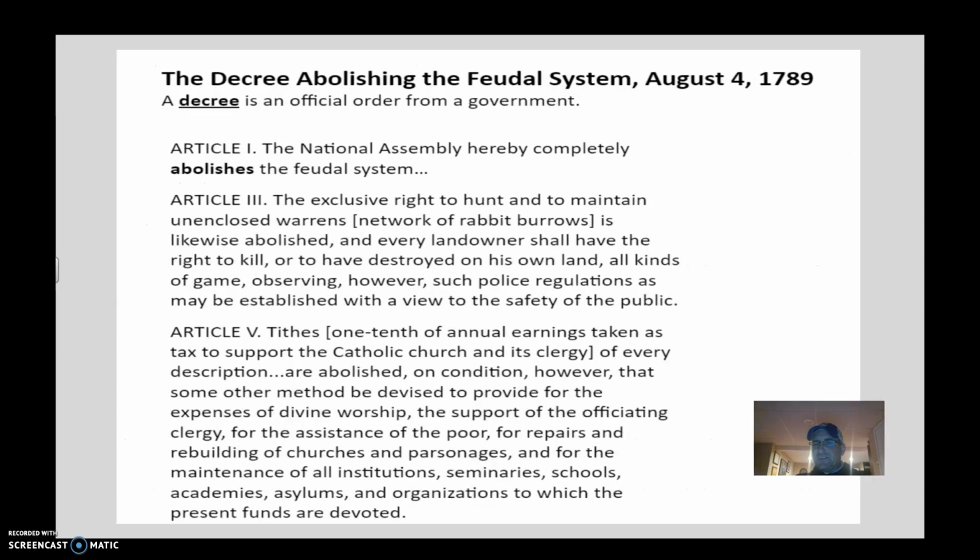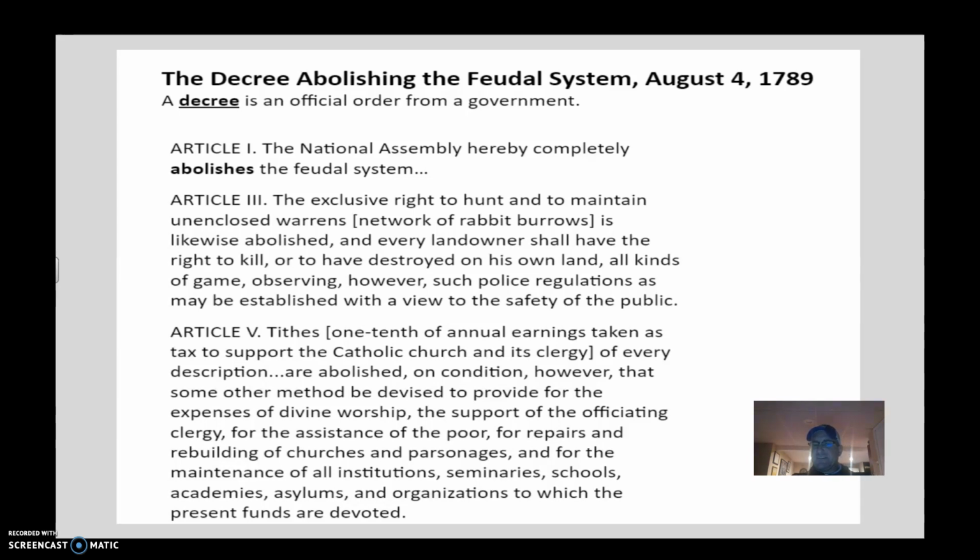So one of the first things they do is the decree abolishing the feudal system. This is going to be made August 4th, 1789. When they say abolishing the feudal system in France, they're talking about getting rid of the estates. In other words, making it so that the first, second, third estate no longer exists. So getting rid of those feudal privileges that we've discussed. One of the first things they do is make it so there's more equality within France. So just keep that in mind as we go forward.